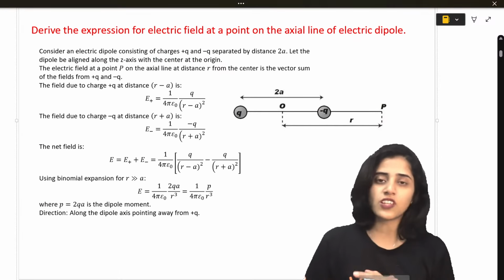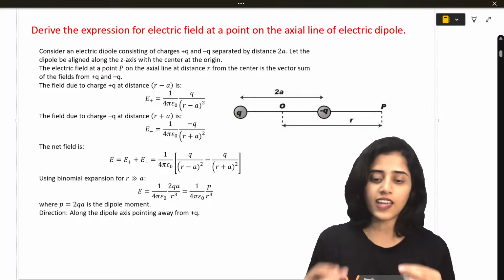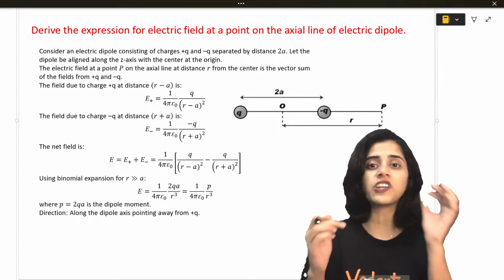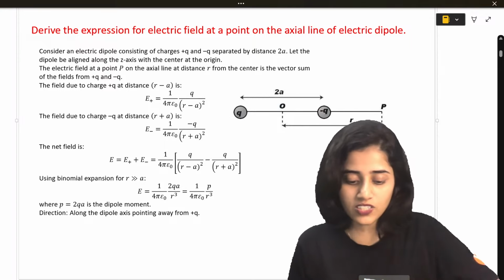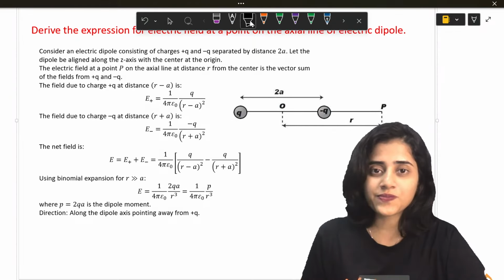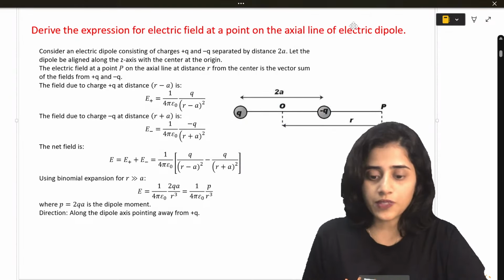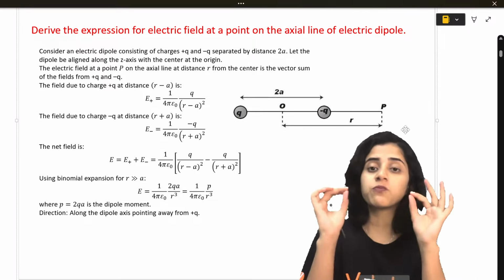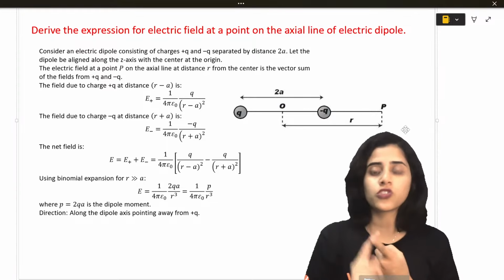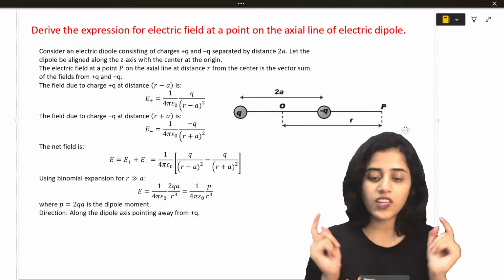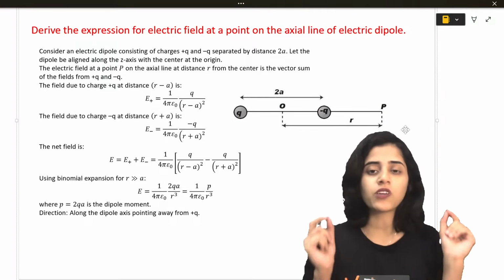So, the first question that you can most likely get is: derive the expression for an electric field at a point on the axial line of an electric dipole. That's the first question you can get from the first chapter. For every question where I have put a picture, it's very important to draw the diagram, because without the diagram, you will not get any marks.